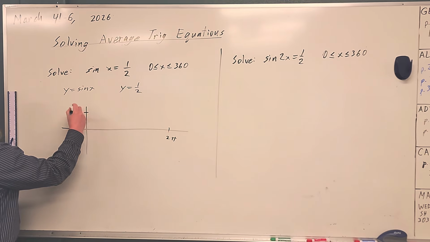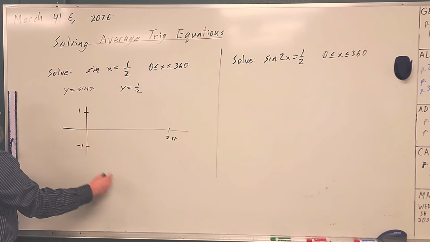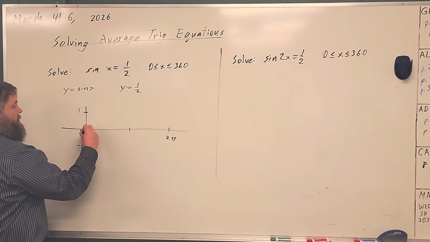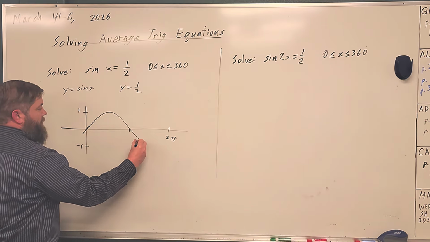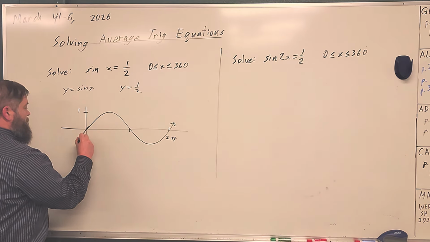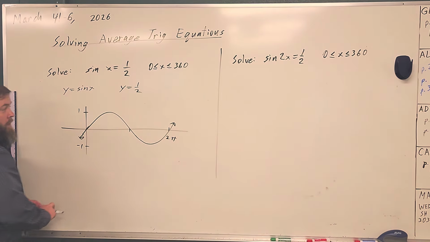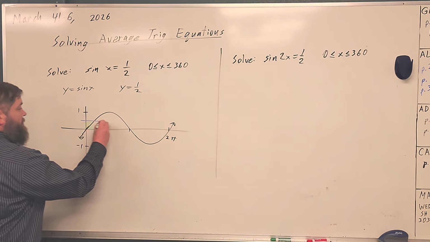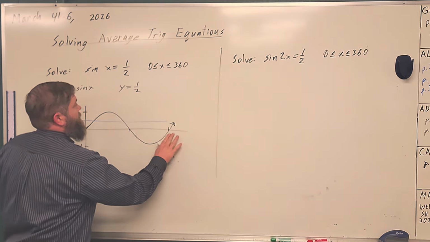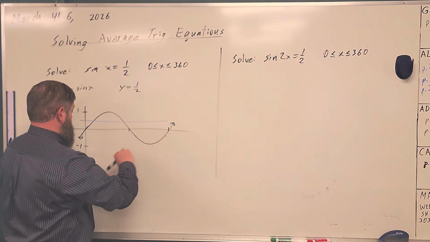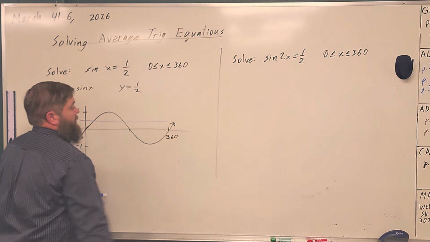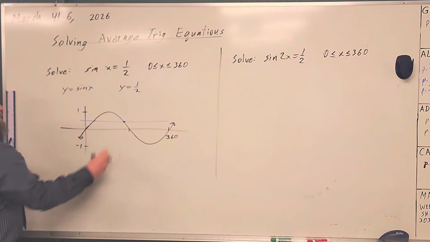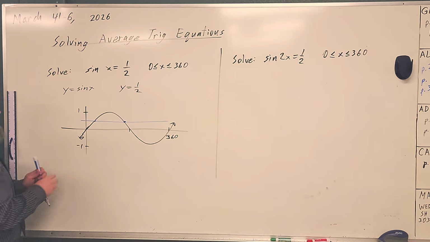So I know sine goes up to 1, down to -1, period's 2 pi. It's going up through the origin. So up, down halfway, and back up. I know that the graph of y equals 1/2 looks like this. I'm doing degrees, so let me change this to 360 degrees. Okay, so it appears I have two solutions, and those are what I'm solving for.